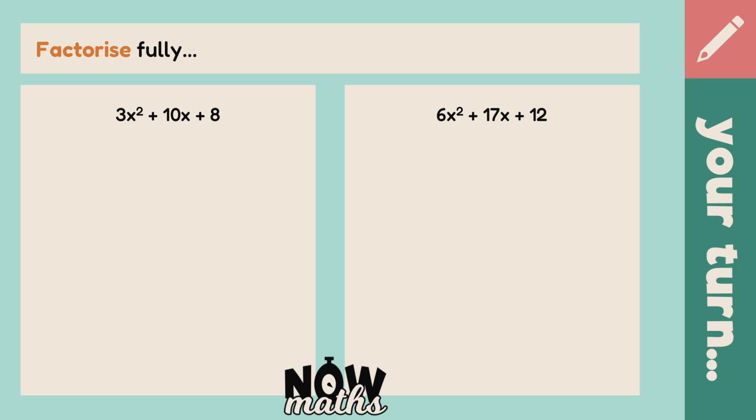So for the first question, the first thing we need to do is label A, B and C, and then we need to work out the value of AC, which in this case A is 3, C is 8, and we multiply together, which gives us 24. And we need two numbers which multiply to give 24 and add together to give 10. So listing the numbers which multiply to make 24, we could have 1 and 24, 2 and 12, 3 and 8, or 4 and 6. Now the pair which add together to make 10 is going to be 4 and 6.